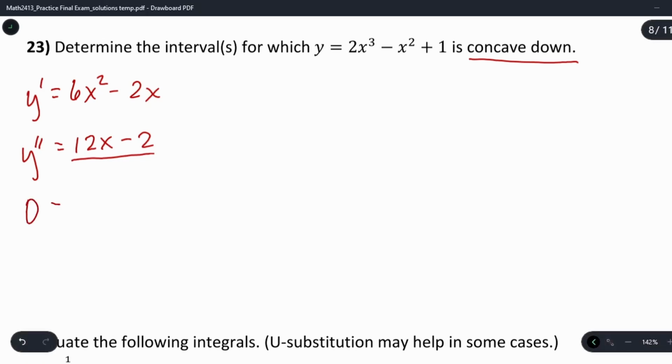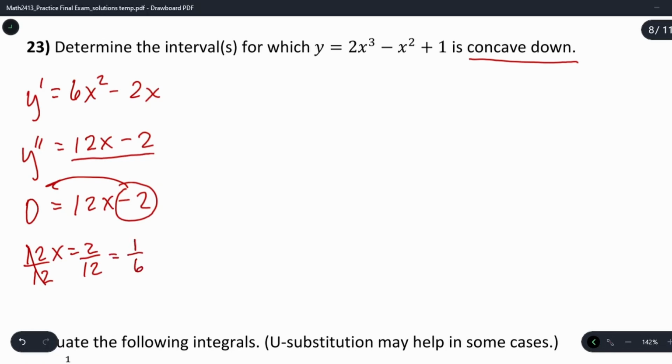So next, we need to find the critical point. Setting this equal to 0 and solving for x, we're going to have 12x equals 2, divided by 12 and reduced is going to give us 1/6. And then on a number line, knowing that this is our only inflection point, we need test points.